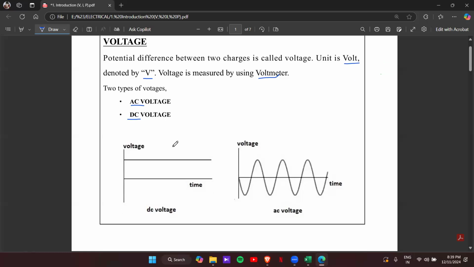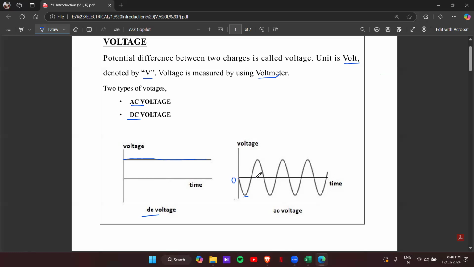When you take the sine wave, this is the voltage and this is the time. A DC voltage is actually stable, so there are no fluctuations as time goes by. When you come to AC, you can see there is always fluctuation. It starts from here, then goes to the negative half cycle, then from here it comes again to zero.